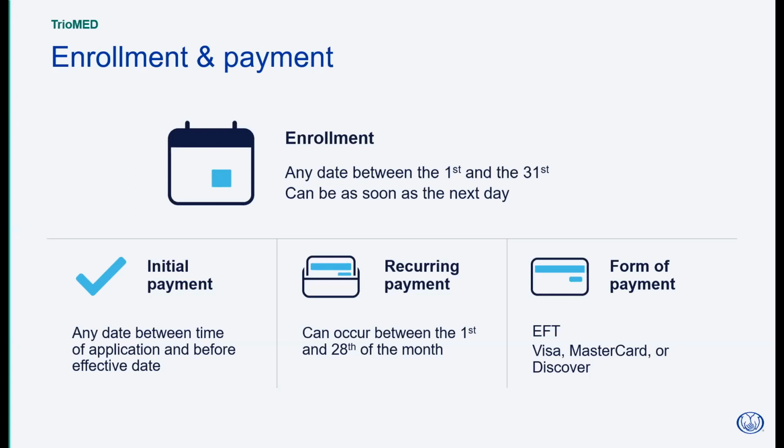And forms of payment includes EFTs, which is that electronic funds transfers from a bank account using the account number and the routing number. Visa, MasterCard, or Discover. As you guys know, American Express is not on the list.